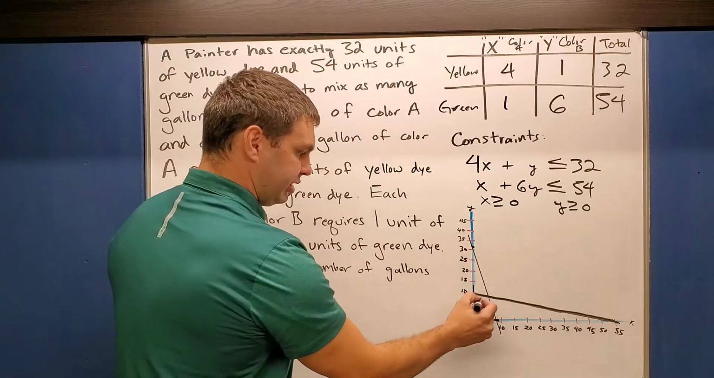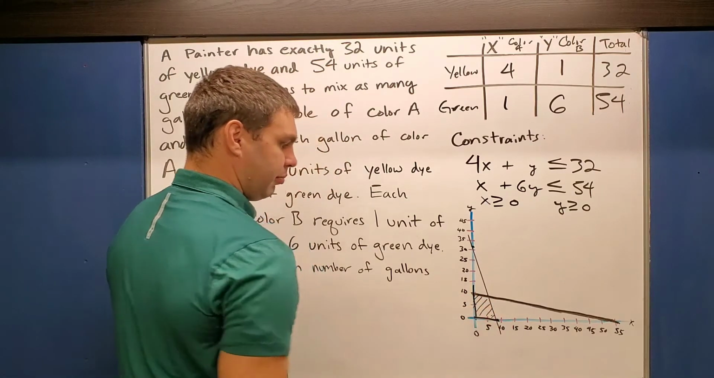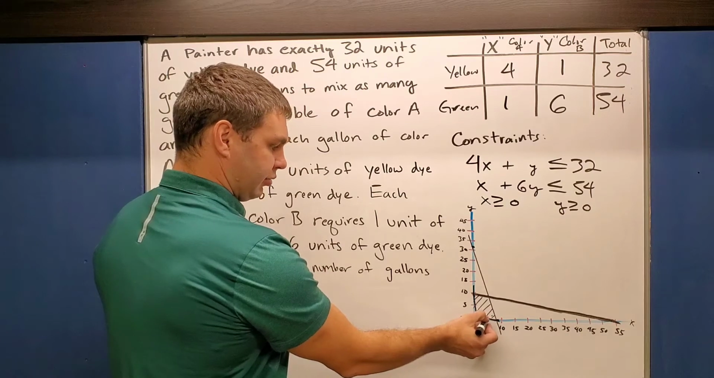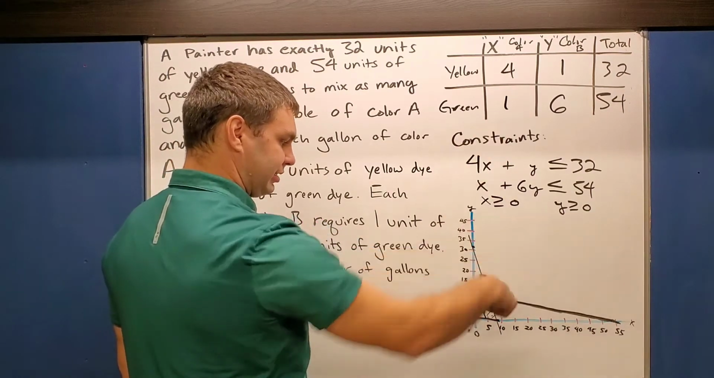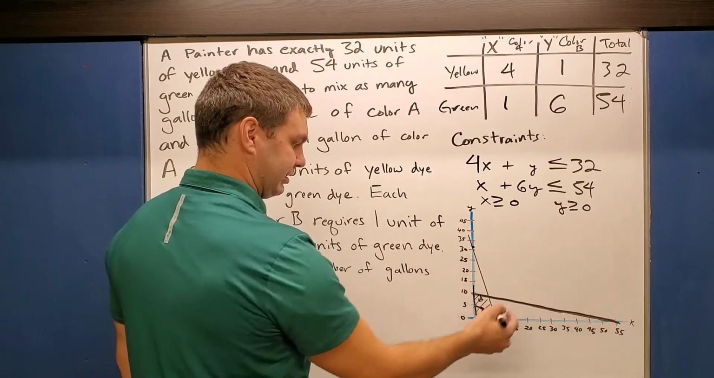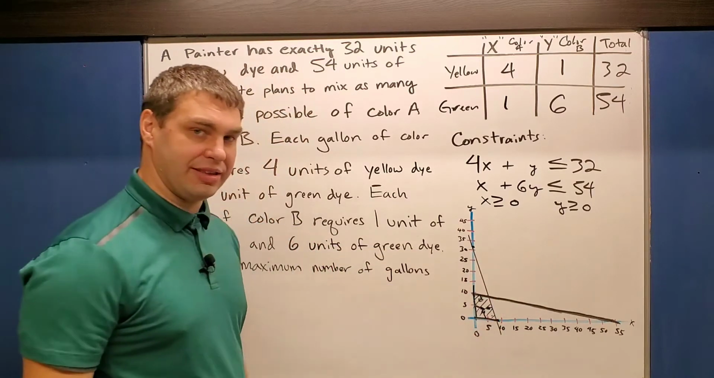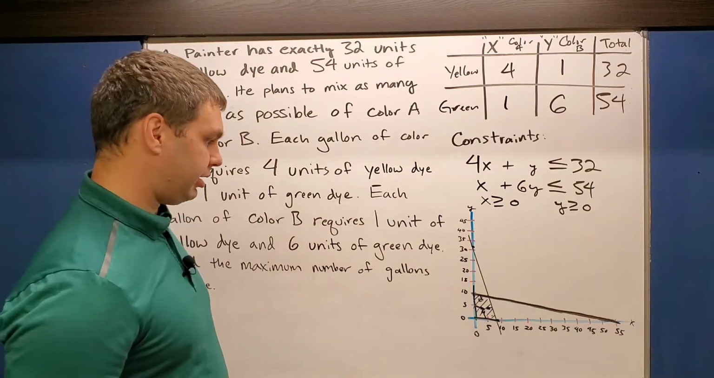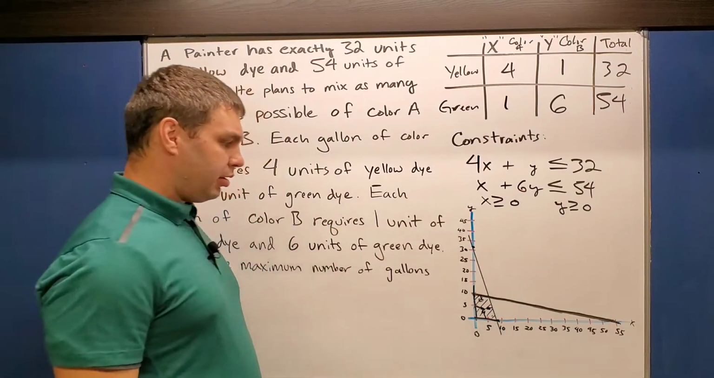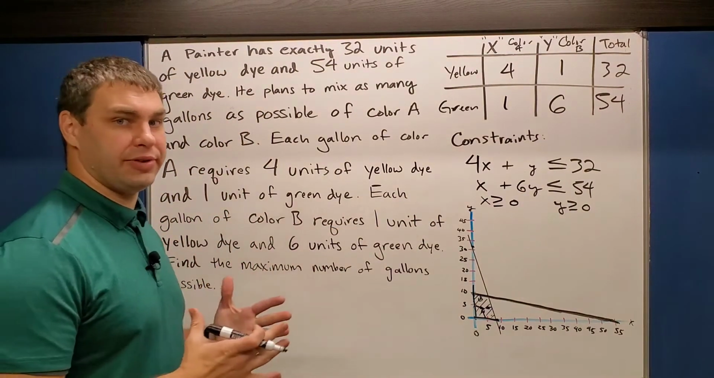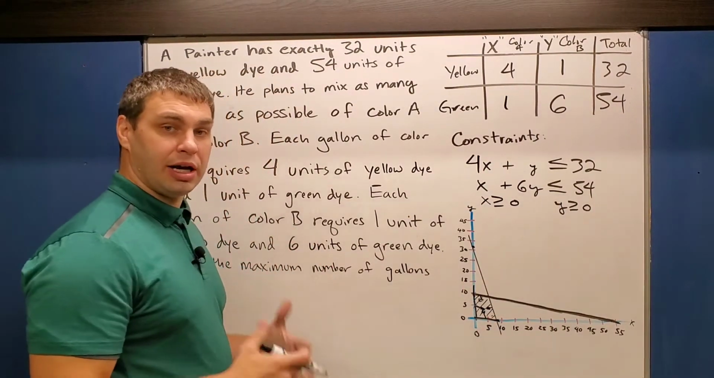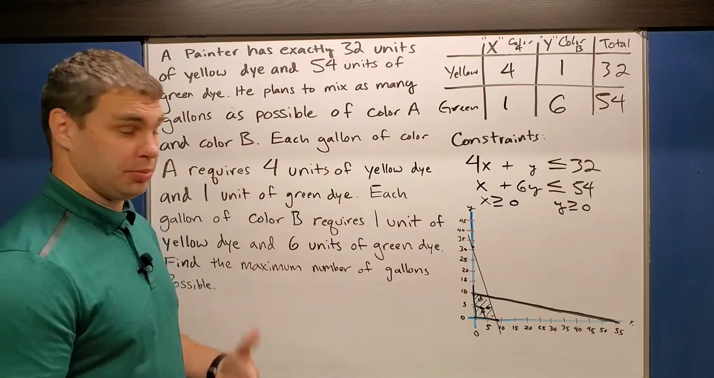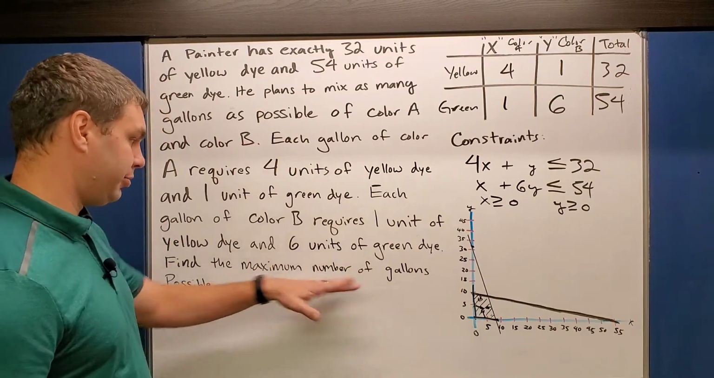Okay, and then I have this region right here that is bounded, right? The y is greater than 0, the x is greater than 0. And then this line, we want less than that. And this line, we want less than that. Okay, so we're stuck kind of in that region for our constraints. And remember, at the corners of those regions are going to be our possible solutions for our optimization, our maximums and minimums. And we want, in this case, the maximum number of gallons.